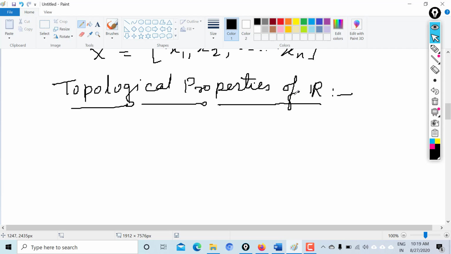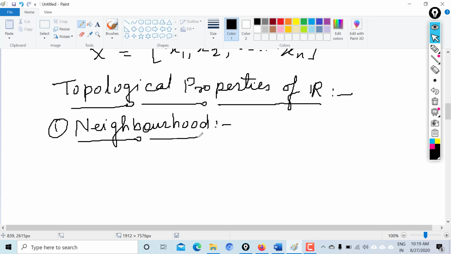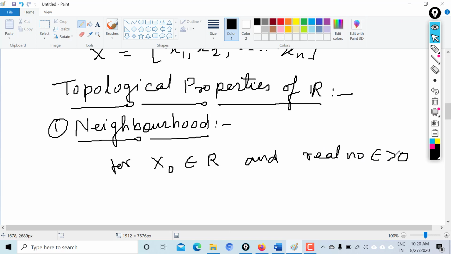The first topological property is the neighborhood. What is a neighborhood? For a given point x0 in R, where capital X means a vector and R is the family of vectors, and a real number epsilon greater than 0, the neighborhood set of epsilon of x0.